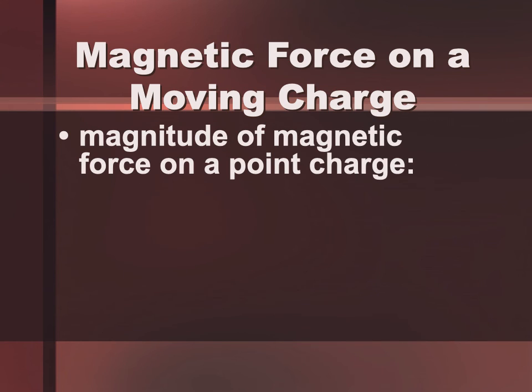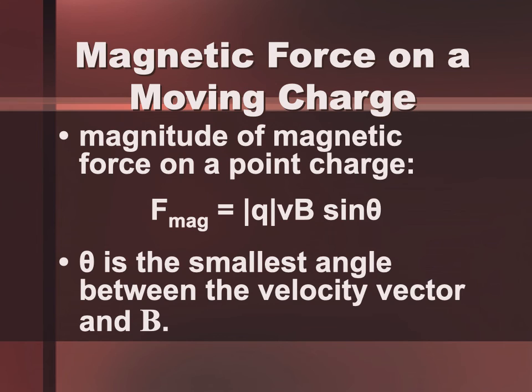Okay, so the magnitude of the magnetic force, not the direction, just the magnitude, is equal to the absolute value of the charge times the speed times the strength of the magnetic field times the sine of the angle. And that theta is the smallest angle between the velocity vector and B.